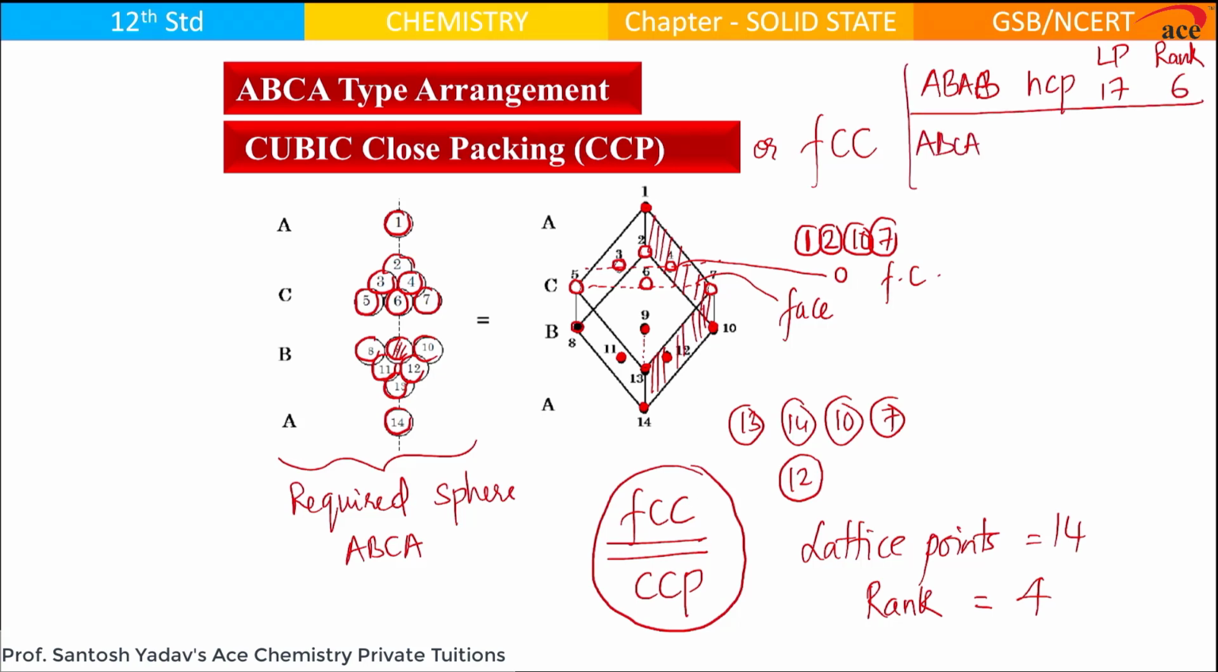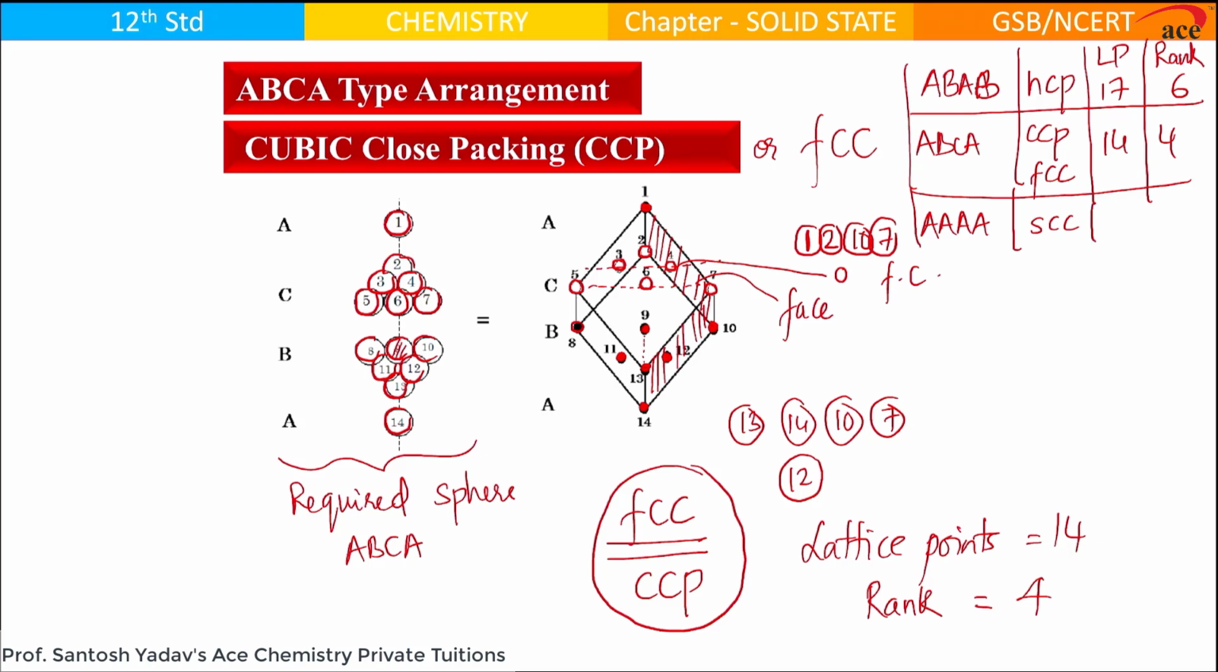ABCA type of arrangement gave rise to CCP, which is also called FCC, where lattice points are 14 and rank is 4. If you want to still go ahead and learn, AA type of arrangement is SCC, where lattice points are 8 and rank is 1. So here we have concluded how ABCA packing is nothing but CCP or FCC with lattice points of 14. That's what we have concluded in this small video.